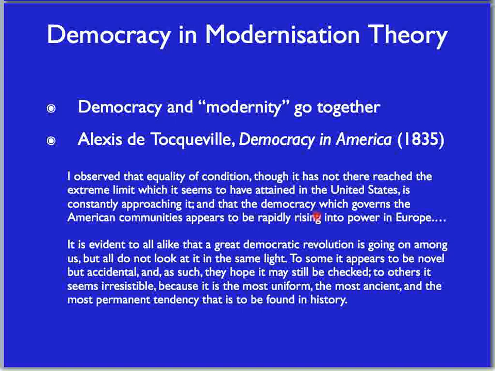"It is evident to all alike that a great democratic revolution is going on among us." It is not accidental, he says. "It is irresistible. It is the most uniform, the most ancient, and the most permanent tendency to be found in history."